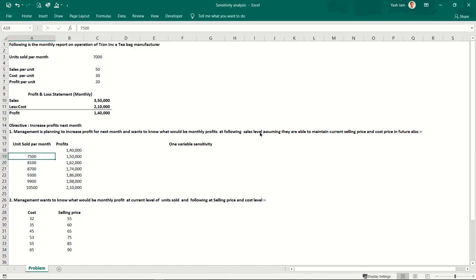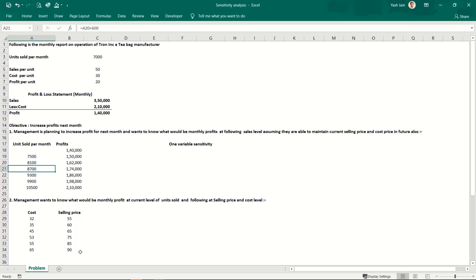So you can say at 7,500 level, we will be earning $1,50,000. At 8,100, you would be earning $1,62,000. At 10,500 units sold per month, you would be earning $2,10,000. This is simply one variable sensitivity.